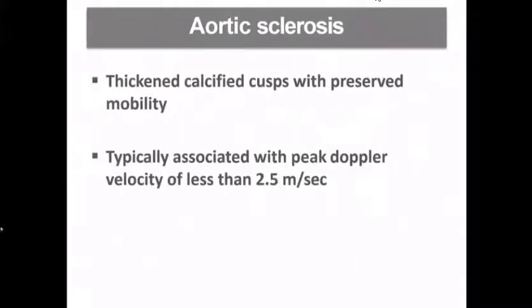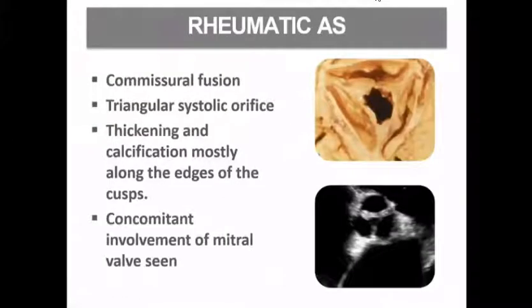So one of these is aortic sclerosis, that is thickened calcified cusp with preserved mobility. Usually the peak Doppler velocity is less than 2.5. So this was not aortic stenosis, but is the beginning of aortic stenosis that will further move to aortic stenosis. So this was the rheumatic.